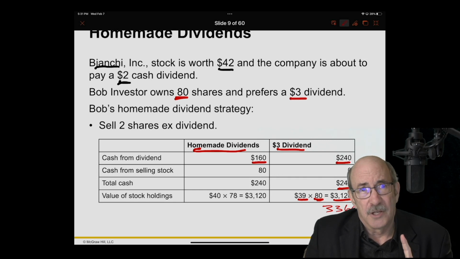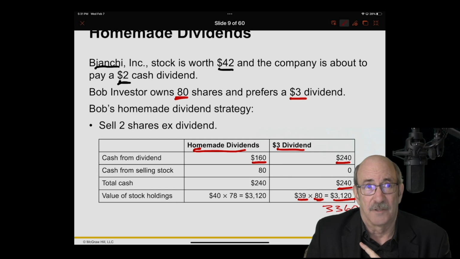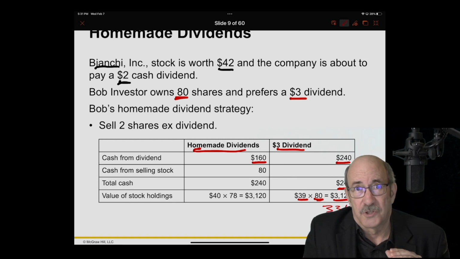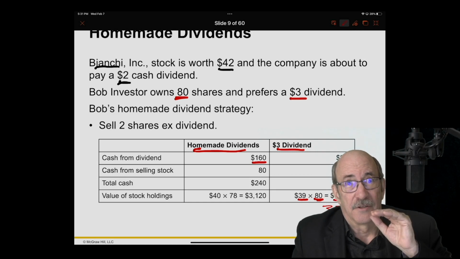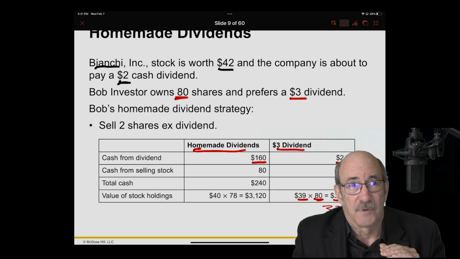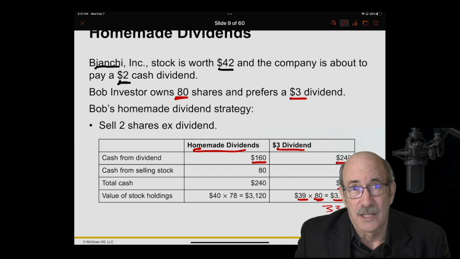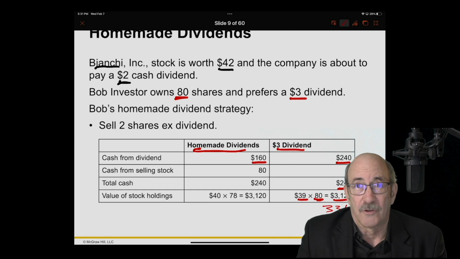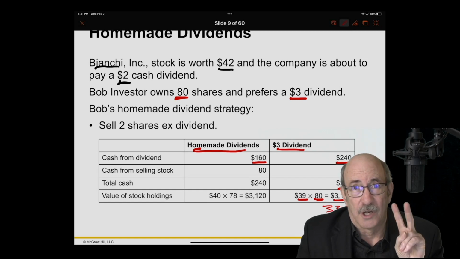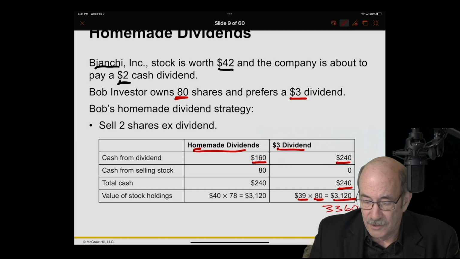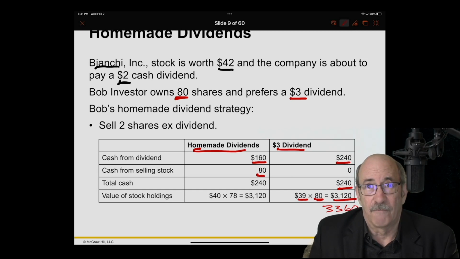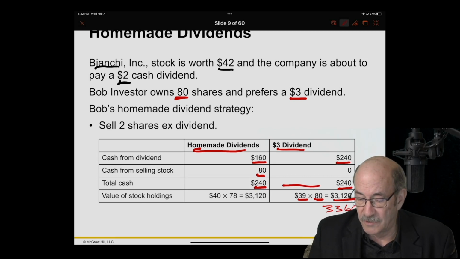Now, the shareholder is going to sell these additional shares after the dividend gets paid. All right. So it's a $2 dividend, no taxes. Started at 42, it's going to drop to 40. So in order to generate the additional $80 that he needs in order to actually have $3 per share, he would have to sell 2 shares of his stock. Those 2 shares would sell at $40 each, so that would generate $80. Total cash to the investor is $240, same as over here.